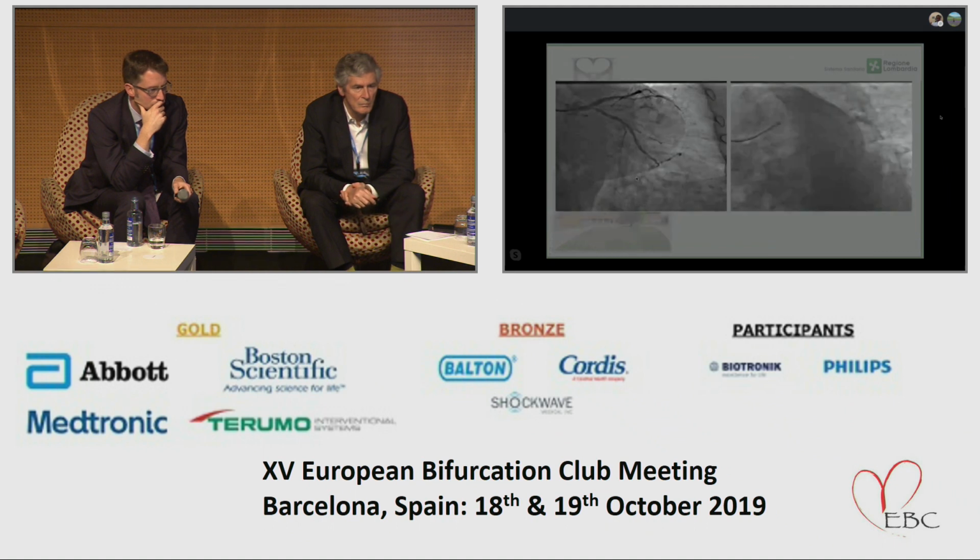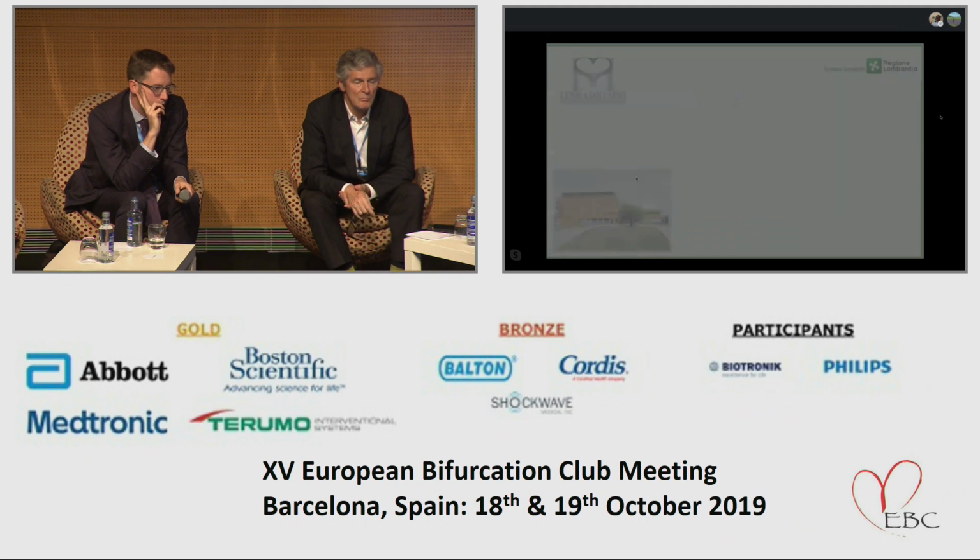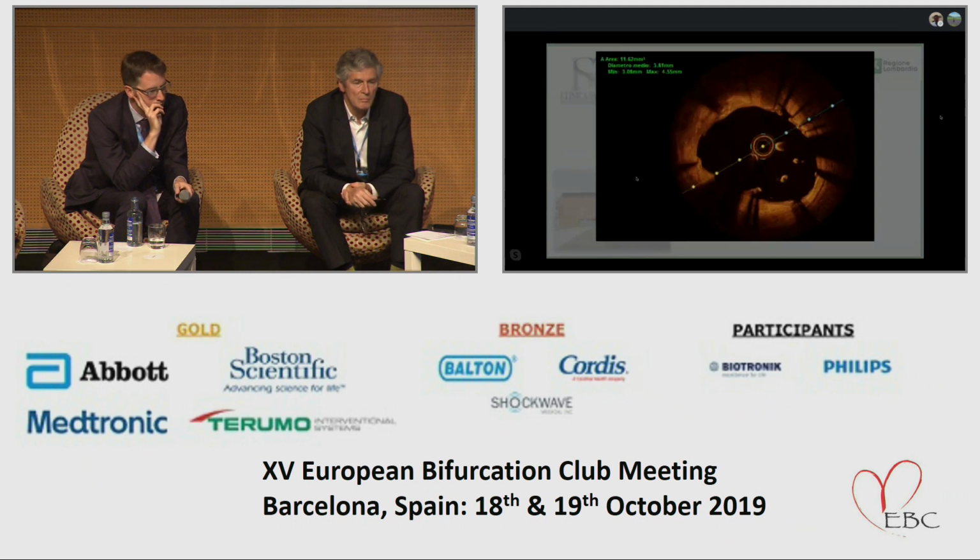This is the final result. It is not very beautiful from the angiographic point of view. The circ is not very well expanded. And this is the final assessment with the OCT, which still shows a not very well expanded stent and not a very well crushed stent in the circ. But that's what we were able to manage in this case, which shows a failure of the first PCI, which was not adjuvated by intravascular imaging.